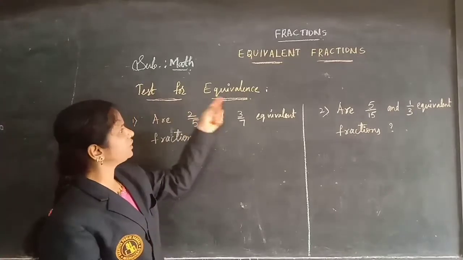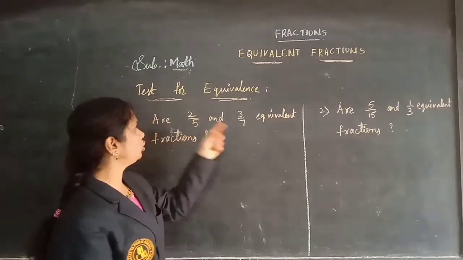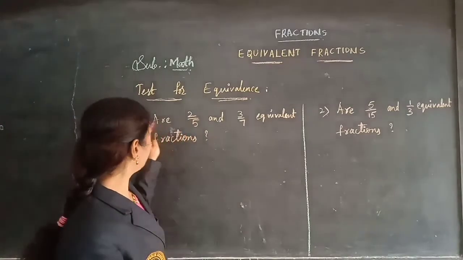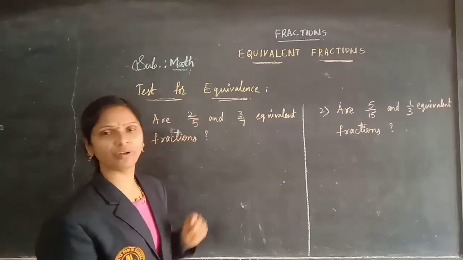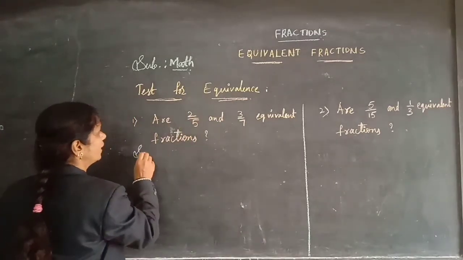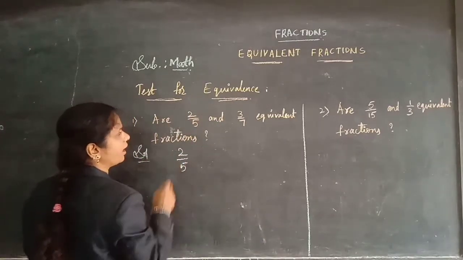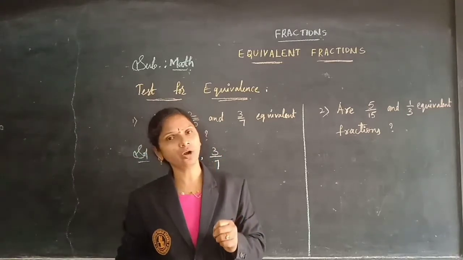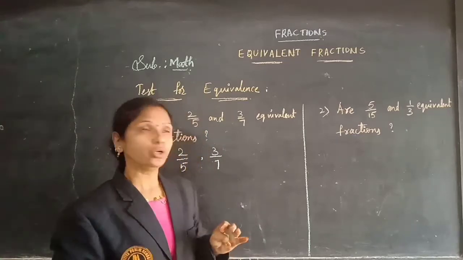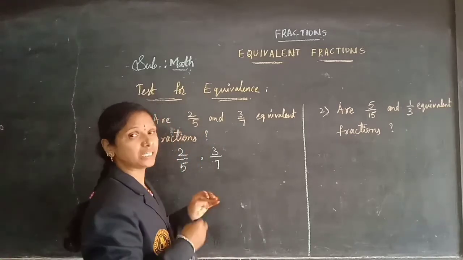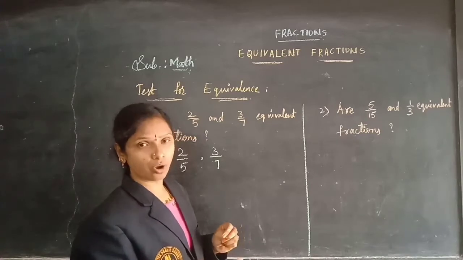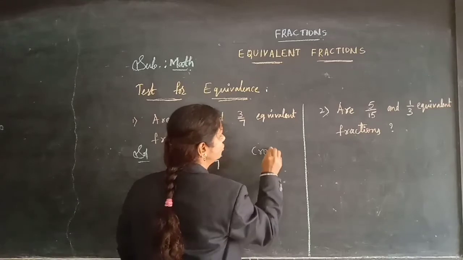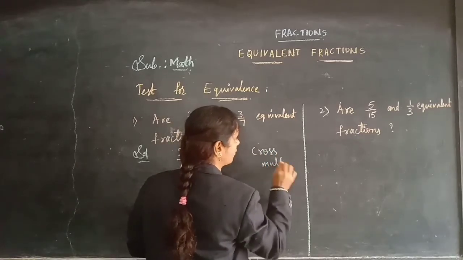Yes, children. Test for equivalence means we need to find whether the given two fractions are equivalent fractions or not. So coming to this problem, what are the given two fractions here? 2 by 5 and 3 by 7. We need to find whether these two are equivalent or not. To test this, how do we check? We need to use cross multiplication.